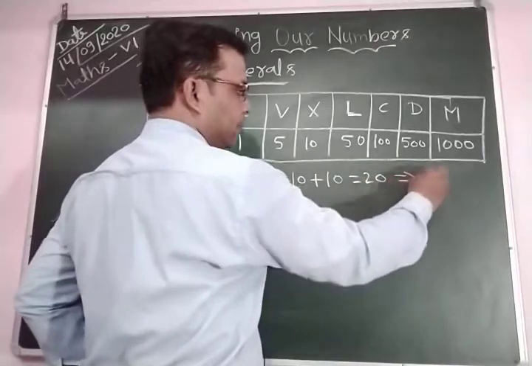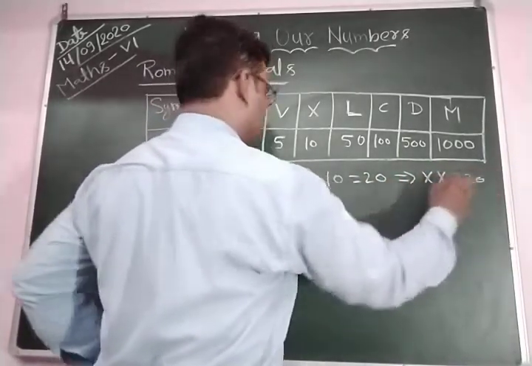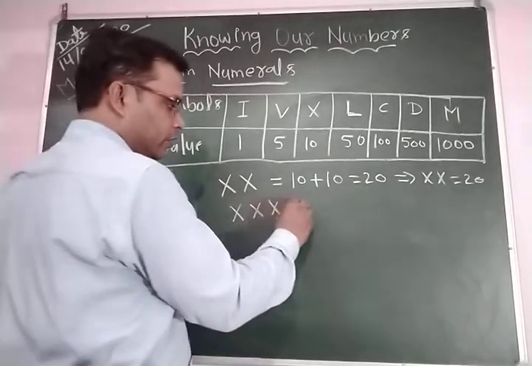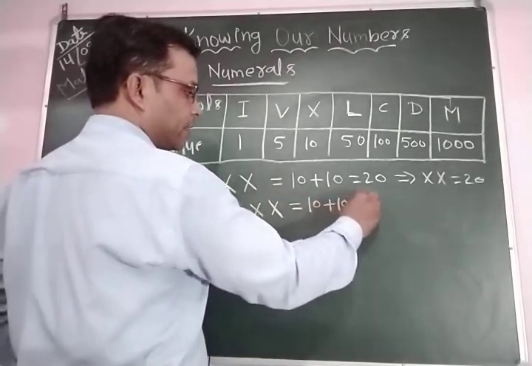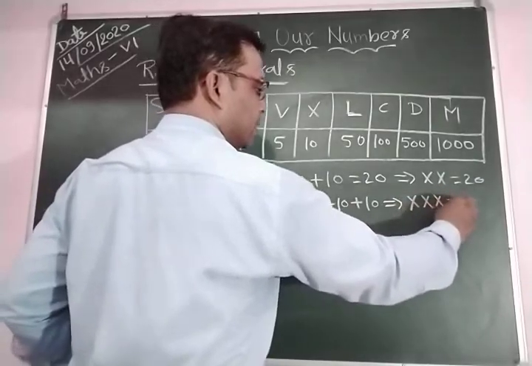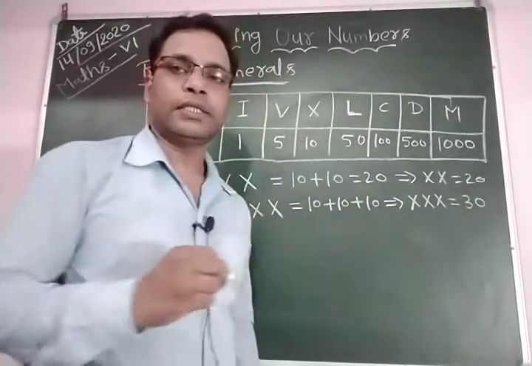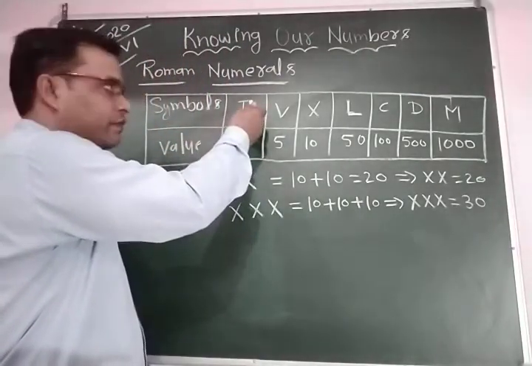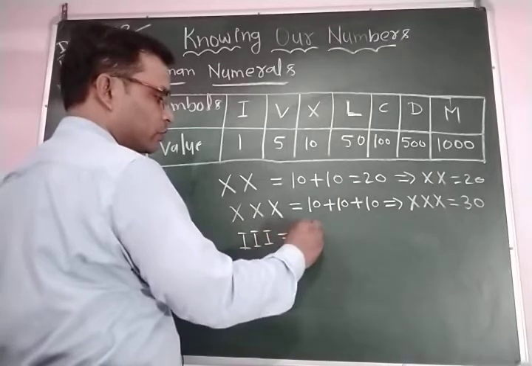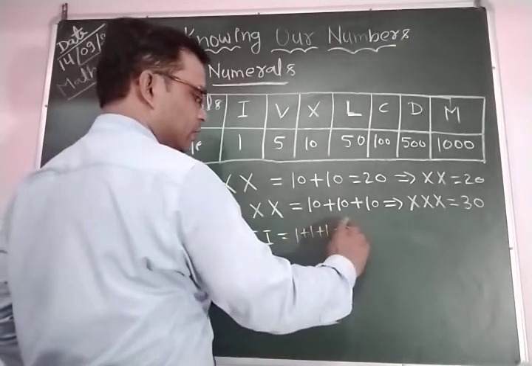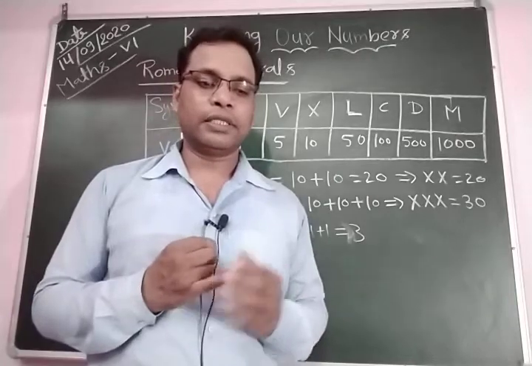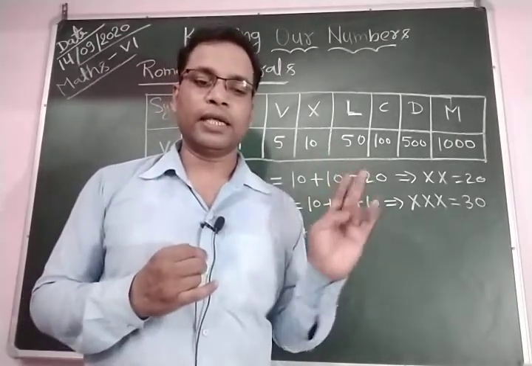So XX is equal to 20. XXX, it means 10 plus 10 plus 10, 3 times, or you can say the value of XXX is equal to 30. Clear? If you repeat I, so I, II, this is III, this is equal to 1 plus 1 plus 1, or you can say this is equal to 3. Clear? III is 3.